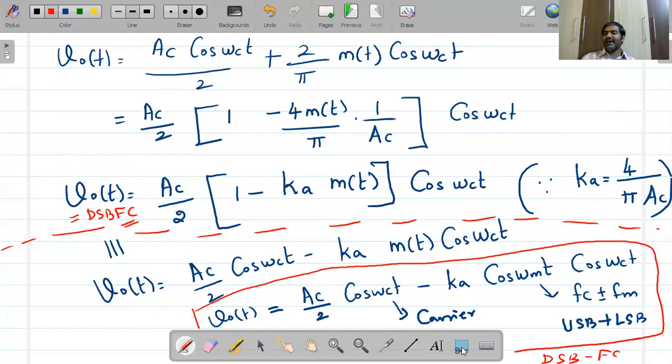Okay, and at last you will get V naught of t. This V naught of t is passed through a bandpass filter with Fc plus or minus Fm as its passband frequency. So when you filter the unwanted components, you will get the original DSB Fc. So this is how we can derive DSB Fc using switching modulator.